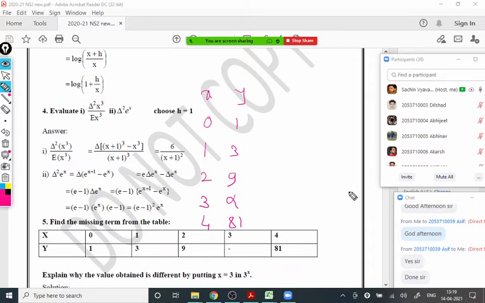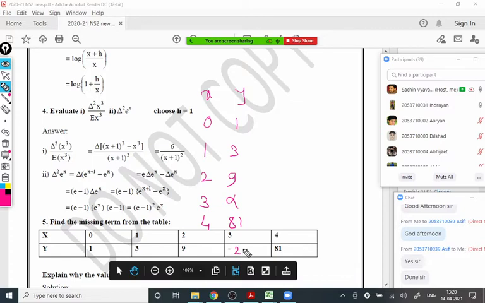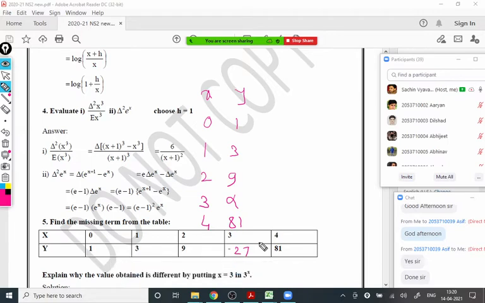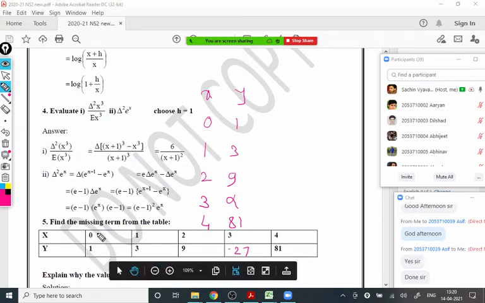Can anyone guess the value? What should it be? 27. Sir, 27. Okay, many of you guessed that value, and the guess is correct. The reason is that 3 raised to 0 is 1, 3 raised to 1 is 3, 3 raised to 2 is 9, 3 raised to 3 should be 27, and 3 raised to 4 is 81. So actually y is equal to 3 raised to x. This is the exact function, but we are not going to get 27 as the answer.